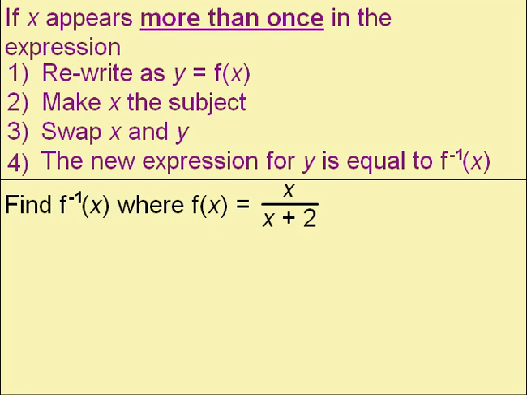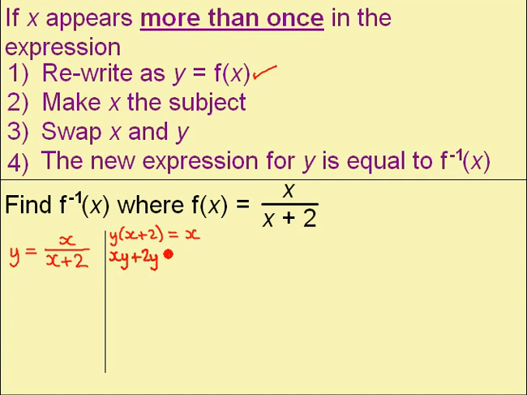Let me show you. So step 1, I rewrite as y equals f of x. So y is equal to this. That's step 1 done. For step 2, I now want to make x the subject of this. I start by multiplying both sides by x plus 2. So I've got y multiplied by x plus 2 equals x. Now I multiply out the bracket to get xy plus 2y equals x.